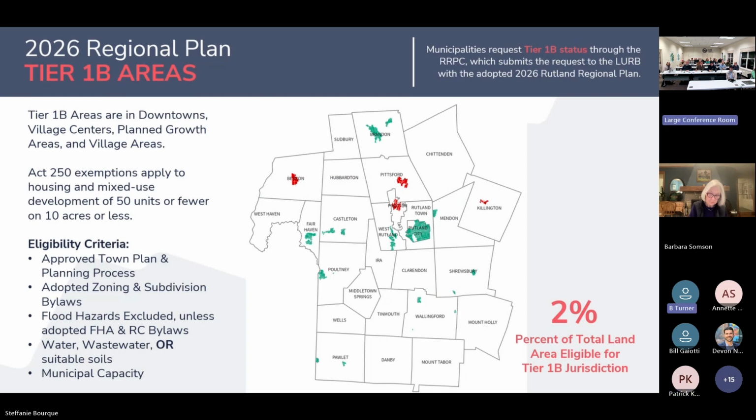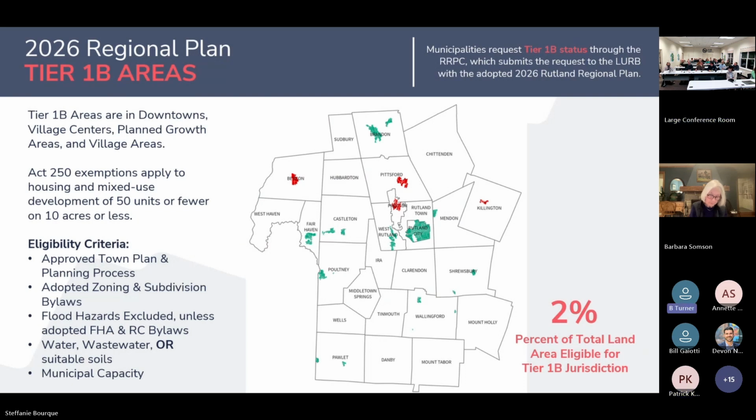Tier 1B and 1A would be exemption from Act 250 only if you were doing one of those housing projects that you outlined there. Is that correct? Yep, housing or mixed-use, 50 units or less, or less than 10%. Otherwise, tier 1B is subject to Act 250. Yes, the same way it would be before. Okay.